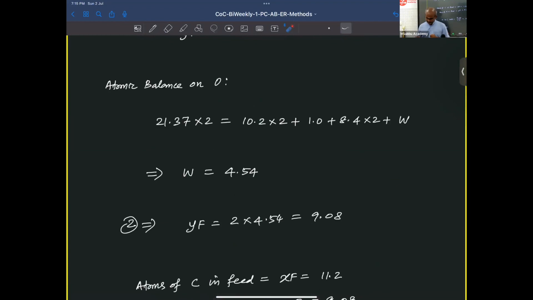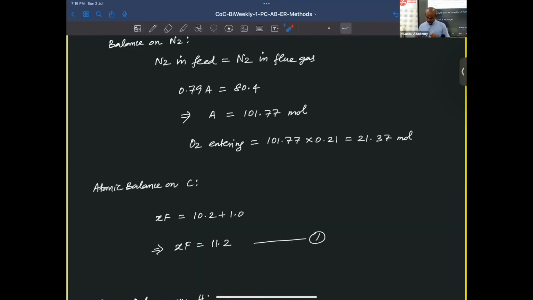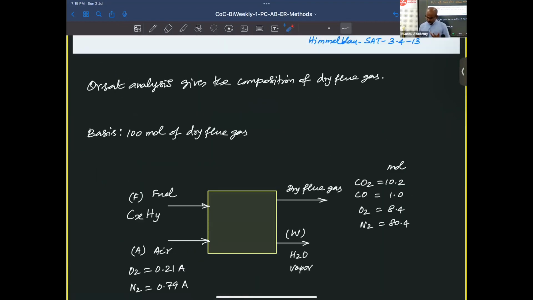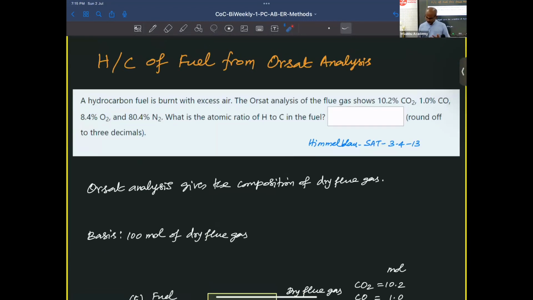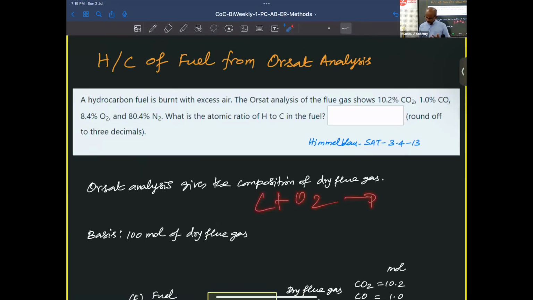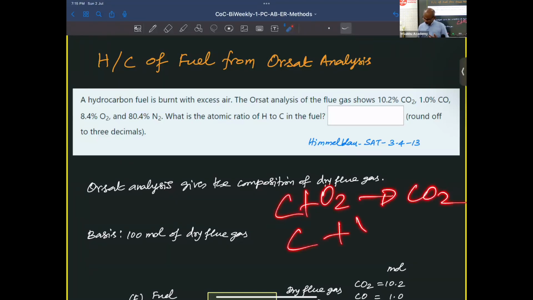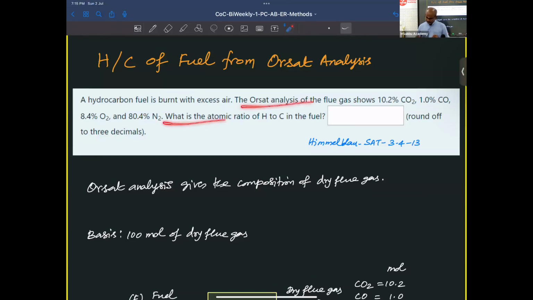Here the reactions are very simple. We don't know the hydrocarbon, so what are the possible reactions? The carbon will undergo reaction, and it may be C plus O2 giving CO2, or C plus half O2 giving CO. In addition, H will also be there, but that analysis is not given.